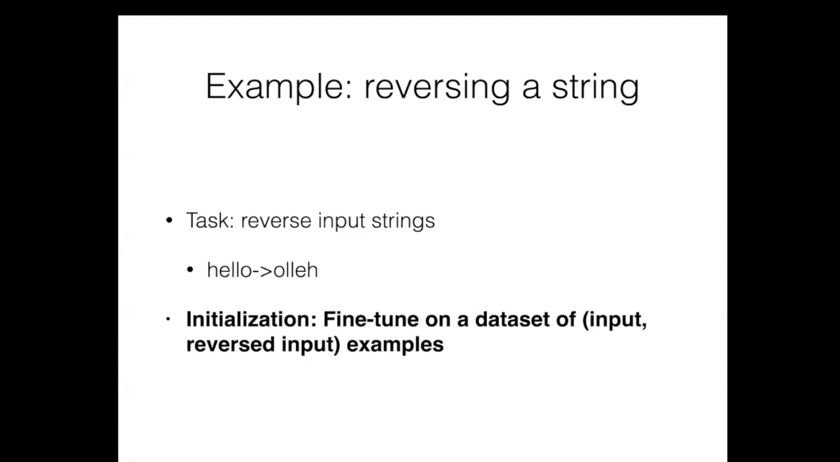Okay, so here, if you remember our four different steps, the first one was, should we fine-tune or should we just use a pre-trained model? And here it's going to end up being beneficial to fine-tune first on some data set of input and output. And right here, the output is going to be just the input reversed.